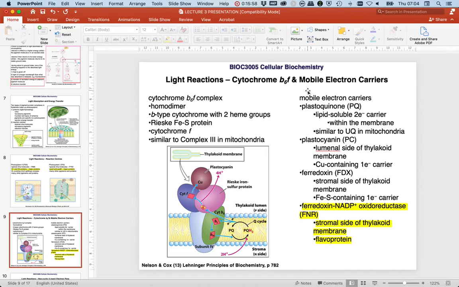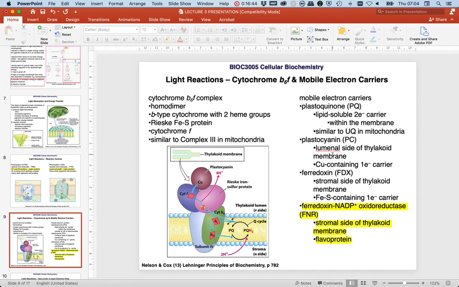And then there are mobile electron carriers, just as we saw in the mitochondrial electron transport chain, also in the chloroplast electron transport chain. Plastoquinone, so just add a plasto in front of it, designating that it's found in the chloroplast. Quinone, remember, is found in the mitochondria. It's lipid soluble, so it works within the plane of the thylakoid membrane. It carries 2 electrons. And then plastocyanin is a mobile electron carrier found on the luminal side of the thylakoid membrane. So remember, that's the space that's formed when the thylakoid membranes wrap on itself. Okay, so that space on the luminal surface, that's where plastocyanin works.